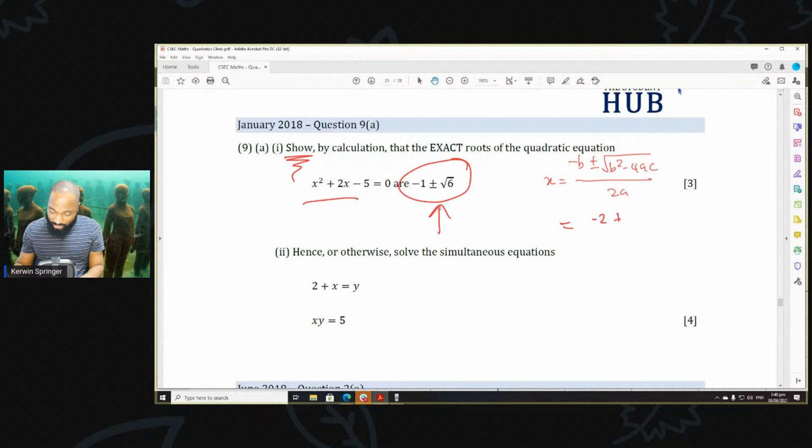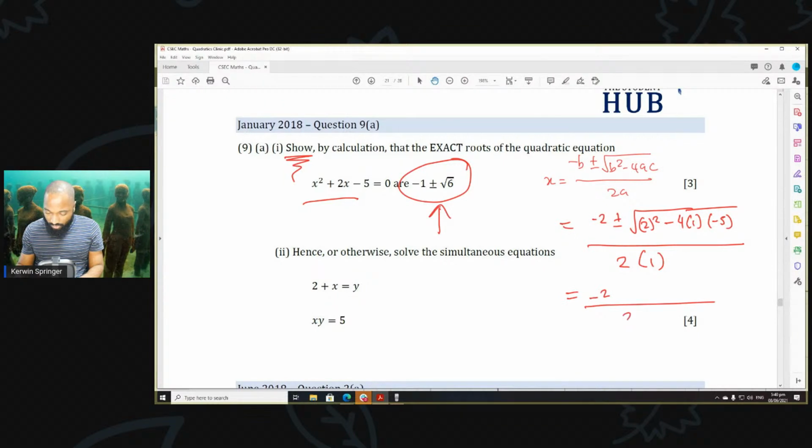So negative 2 plus or minus the square root of 2 to b squared. I'm just substituting the b, the a, and the c, right? Coefficients. Minus 4 by 1 by negative 5, all over 2 by 1. So this is negative 2 all over 2 plus or minus the square root of 4 plus 20. Yeah, 4 plus 20, so the square root of 24. Right, so that's looking good.